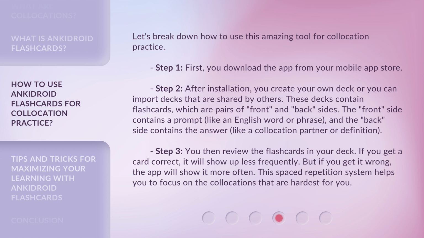Step 3. You then review the flashcards in your deck. If you get a card correct, it will show up less frequently. But if you get it wrong, the app will show it more often. This spaced repetition system helps you to focus on the collocations that are hardest for you.